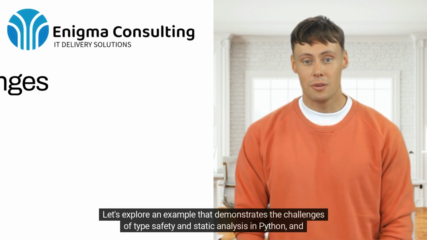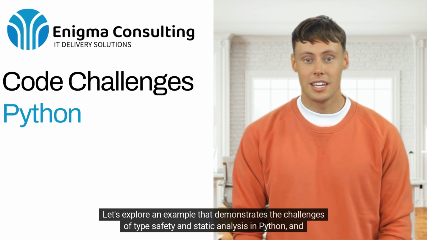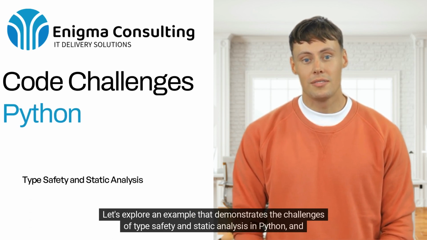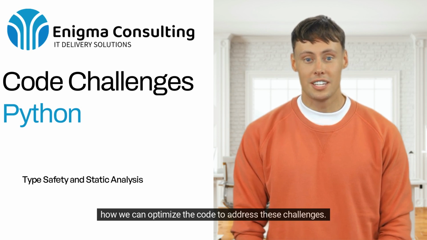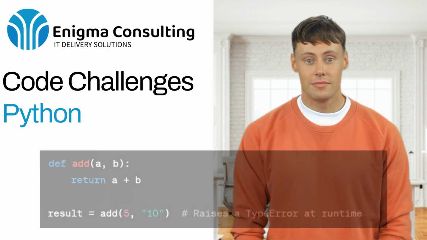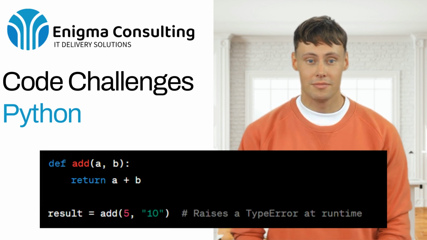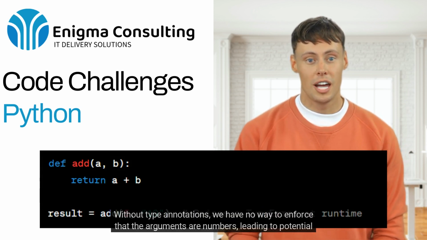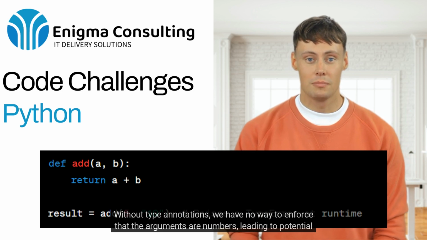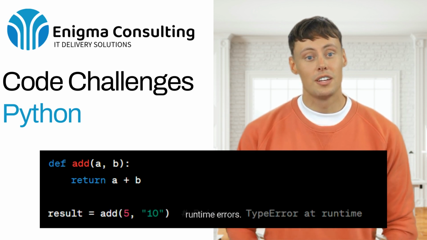Let's explore an example that demonstrates the challenges of type safety and static analysis in Python, and how we can optimize the code to address these challenges. Suppose we have a function that takes two arguments and returns their sum. Without type annotations, we have no way to enforce that the arguments are numbers, leading to potential runtime errors.